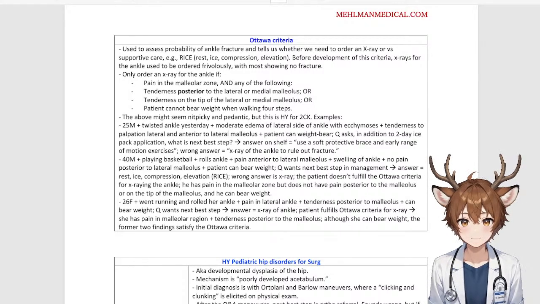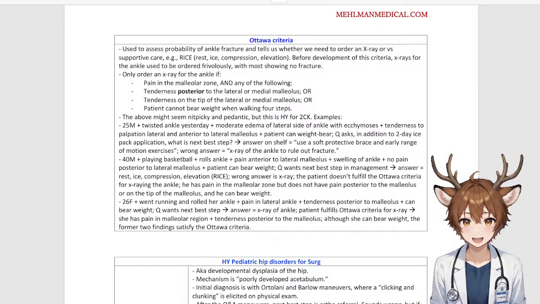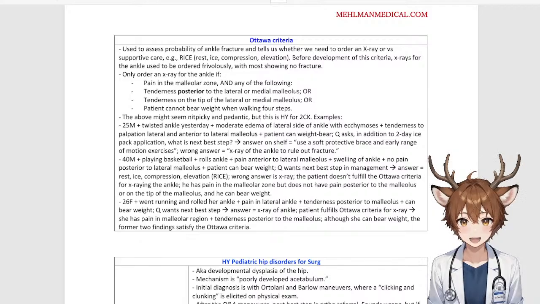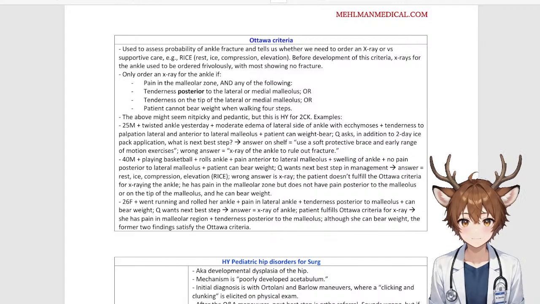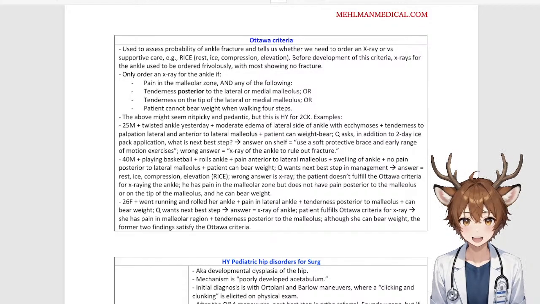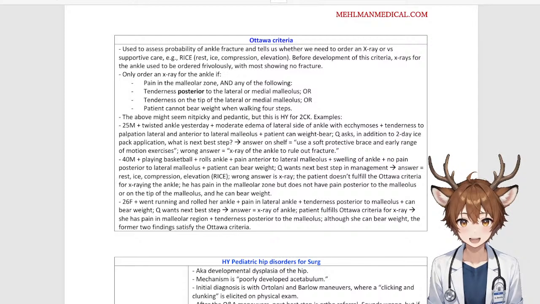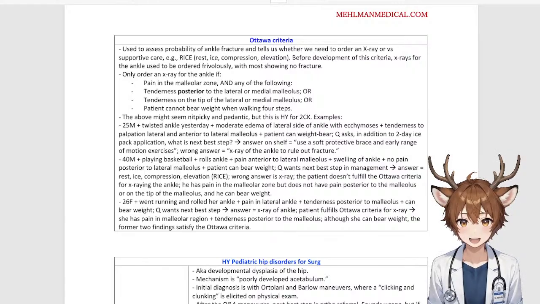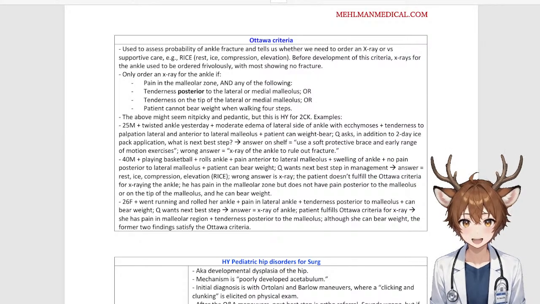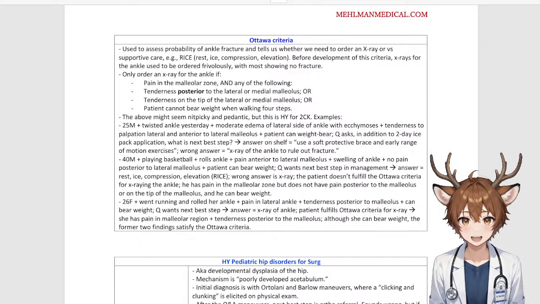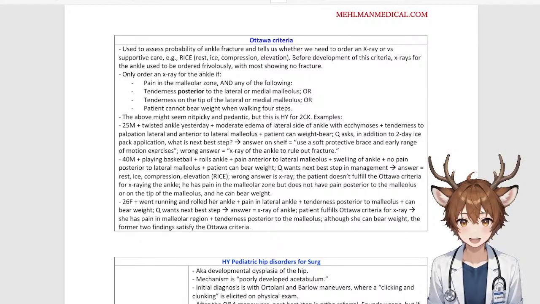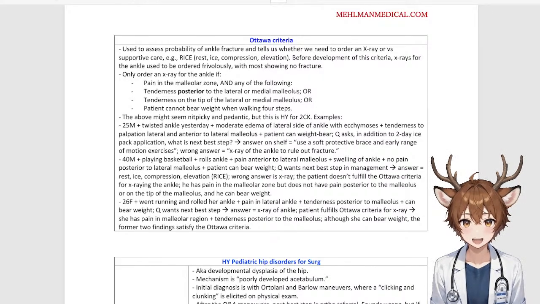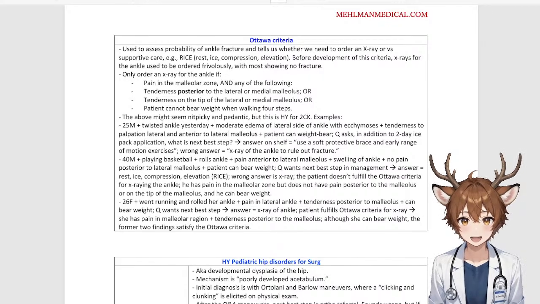26-year-old female went running and rolled her ankle, with pain in the lateral ankle plus tenderness posterior to the malleolus. She can bear weight. So it says here pain in the lateral ankle, tenderness posterior to the malleolus, posterior, so that means it qualifies, right, in theory. The answer should be x-ray of the ankle. The patient fulfills Ottawa criteria for the x-ray. She has pain in the malleolar region plus tenderness posterior to the malleolus, although she can bear weight. The former two findings satisfy the Ottawa criteria.